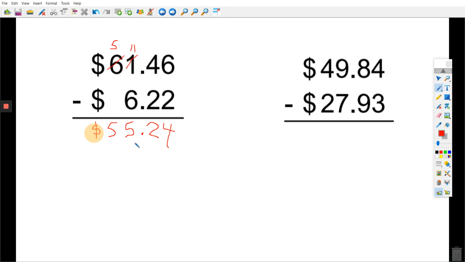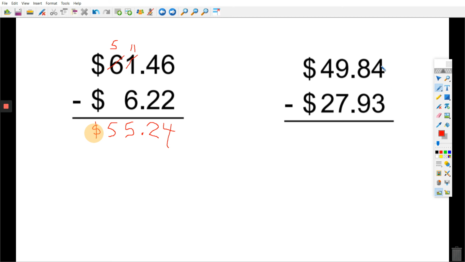So the difference is $55.24. So what is the difference if we subtract $49.84 minus $27.93?